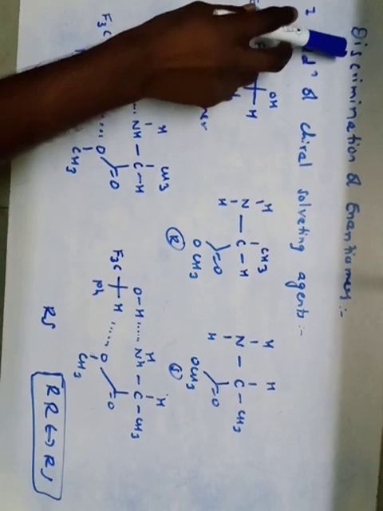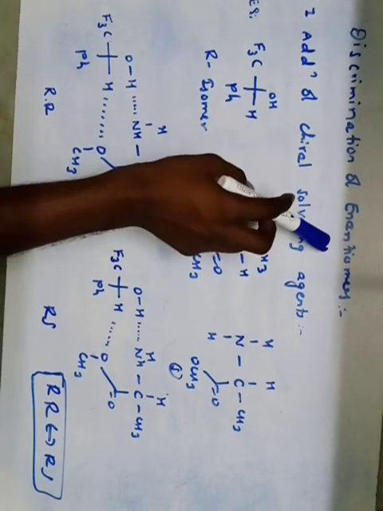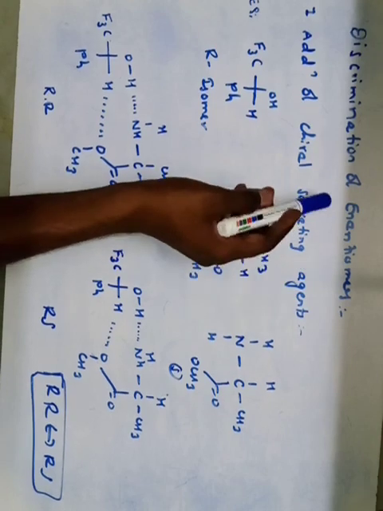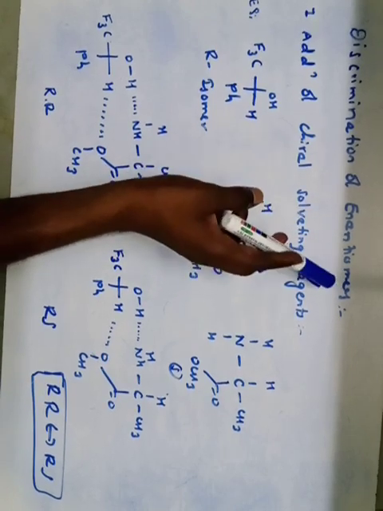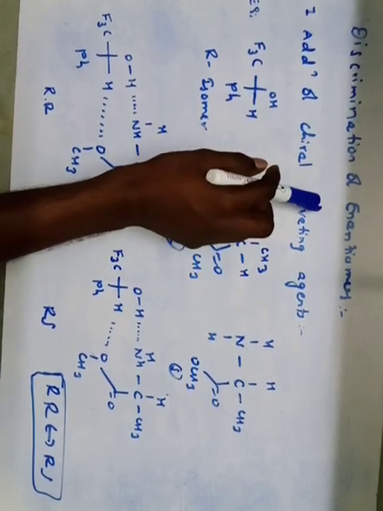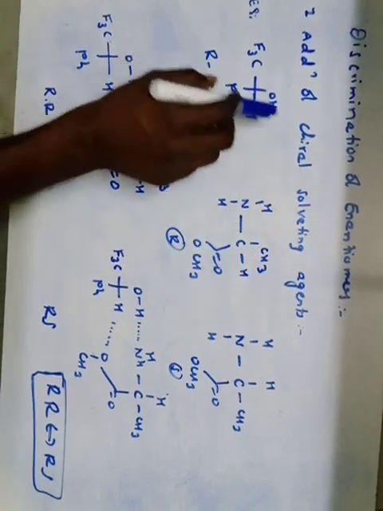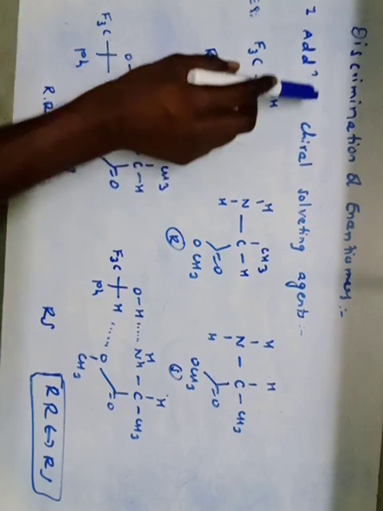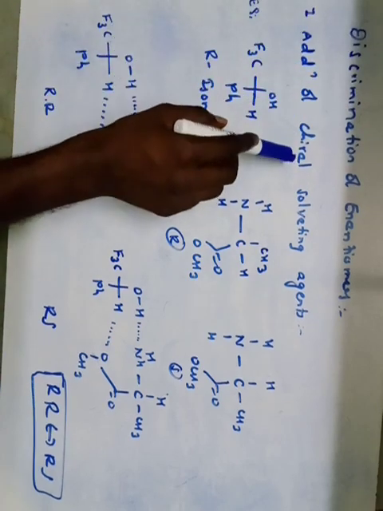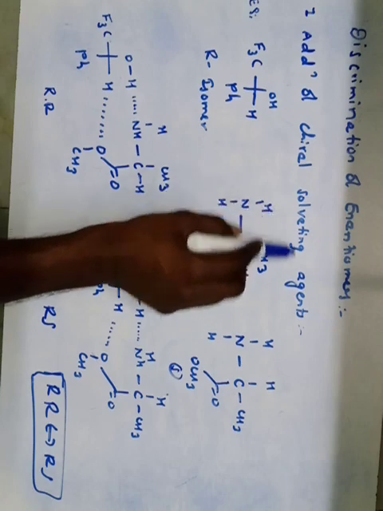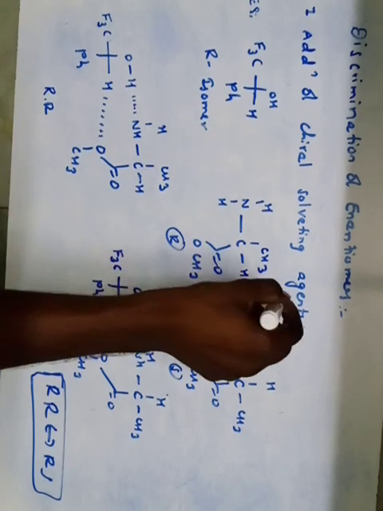Now we are saying discrimination of enantiomers. It means, in order to differentiate enantiomers, the process is known as discrimination of enantiomers. The first one is addition of chiral agents or chiral solvating agents.